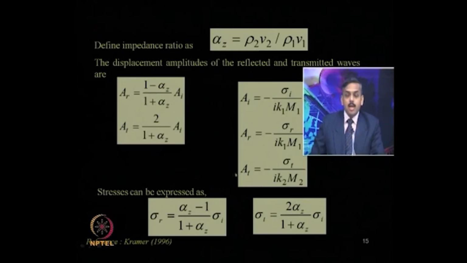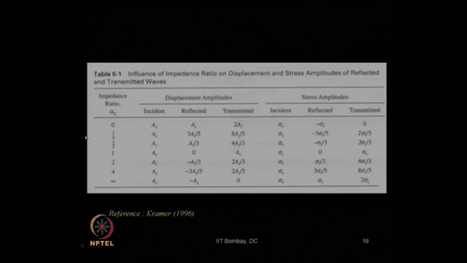So, what does it mean? If suppose we know the stress amplitude of the incident wave of any particular earthquake, and if we know the material properties of two different layers of media, we can easily estimate all other parameters. Can you see? The only parameter we should know is this sigma I. If sigma I is known, you can compute AI from sigma I. Once you know AI, you will get AR and AT. Once you know sigma I, you will get sigma R and sigma T. Clear?